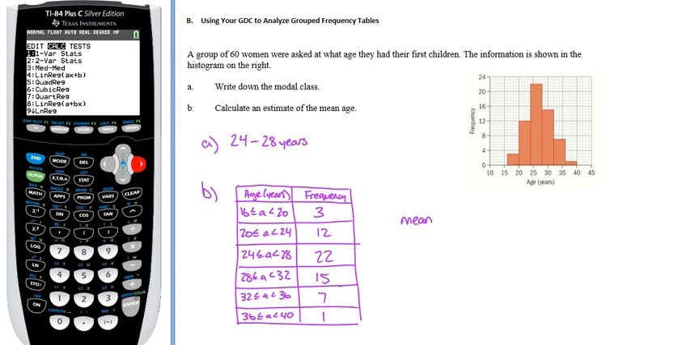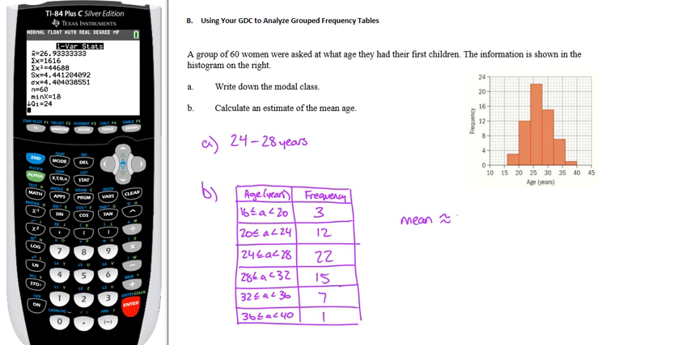And again, we're going to go to stat. We're going to go over to calc for our one variable statistics. Our midpoints are in L1, our frequencies are in L2, so that's correct. And we go to calculate, and we see the first entry is an estimate of our mean, which is approximately 26.9 years of age. So either way, whether you're doing it by hand or on the calculator, when you're dealing with grouped frequency tables, you need to use midpoints to help you identify an estimate for the mean.